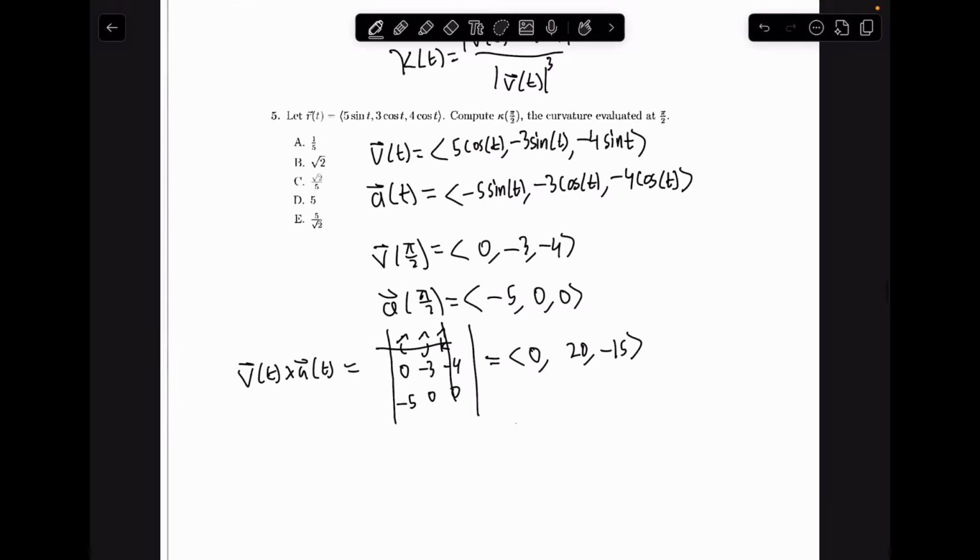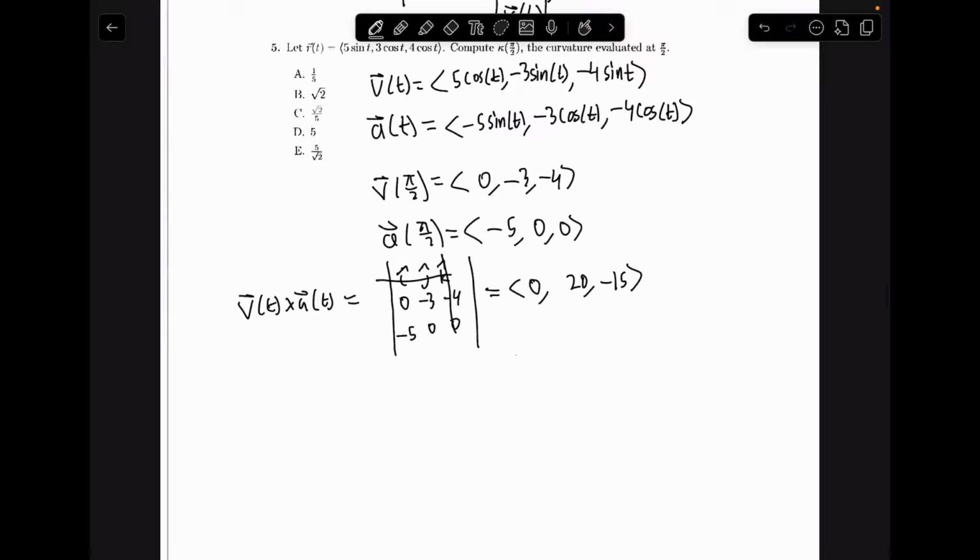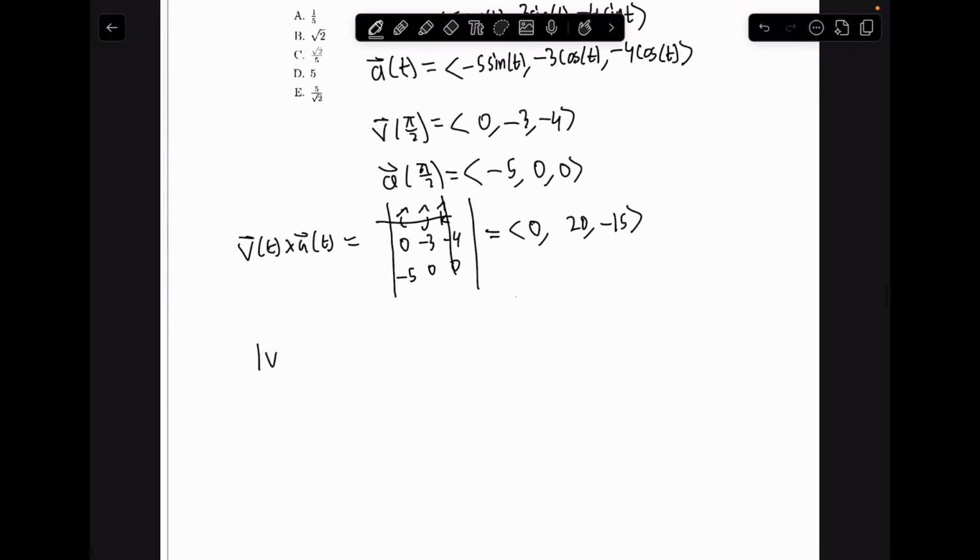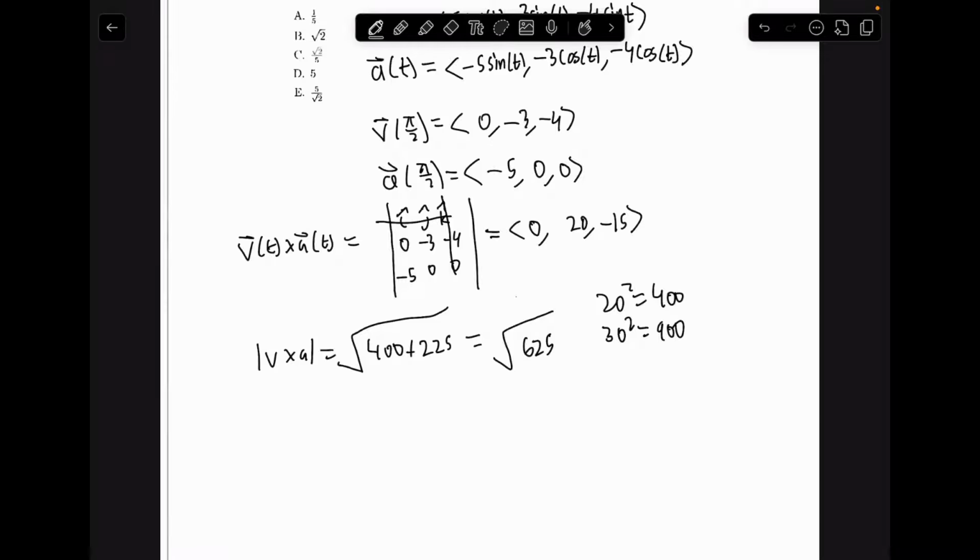Now we need to get the magnitude of that vector. So magnitude of v cross a, I'm just writing v and a now because we're pretty good here, is going to be equal to 20 squared, or 400, plus 15 squared, or 225. To be honest, I know what that is, but maybe you don't. So 625, maybe you can estimate it. 20 squared is 400. 30 squared is 900. What's kind of in the middle?